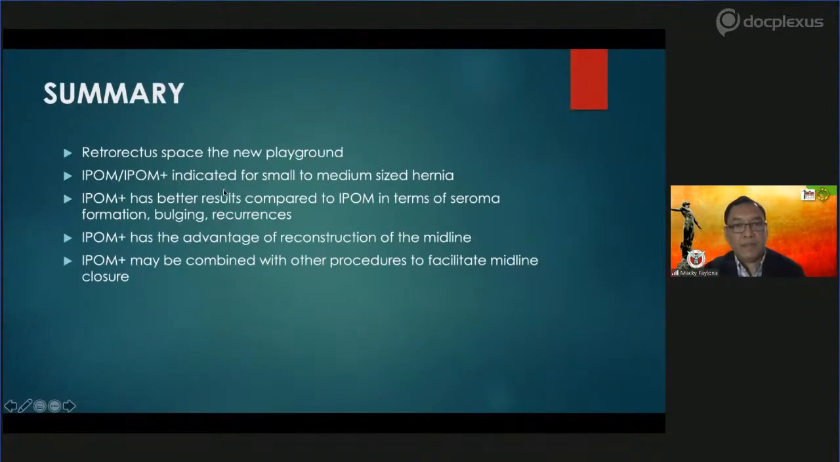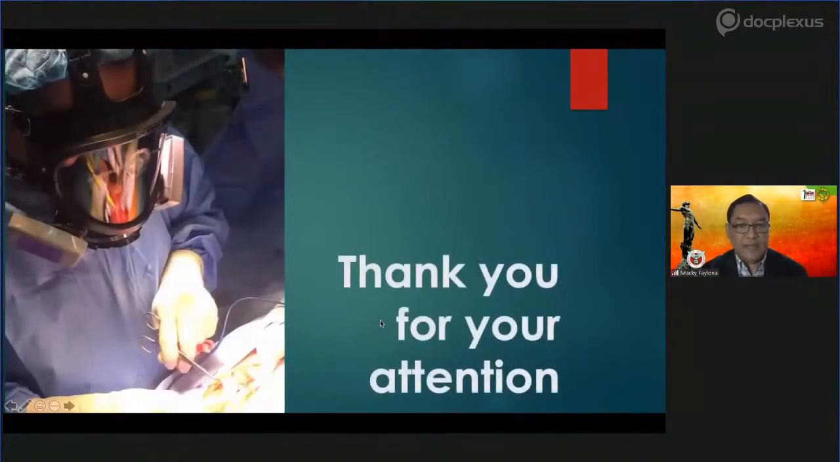IPOM and IPOM Plus are indicated for small to medium-sized hernia. Of course, the IPOM Plus has better results compared to the IPOM in terms of seroma formation, bulging, and recurrences. And the IPOM Plus, of course, has the advantage of reconstruction of the midline. And this may be combined with other procedures such as endoscopic component separation to try to facilitate the midline closure. I think that's the last slide, and I would like to thank you all for your attention.